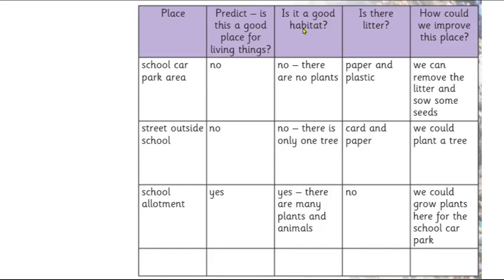Next thing is, is it a good habitat? No, the school car, there are no plants, right? Is there litter? Yeah, some people make the park and school dirty with litter, right? They throw papers and plastic inside the car or inside the park. How could we improve this place? We can remove the litter, we can pick the litter and sow some seeds. We can make new plants. So you have to find a place and find out what the problem is and how we can fix that problem. So that was a survey.